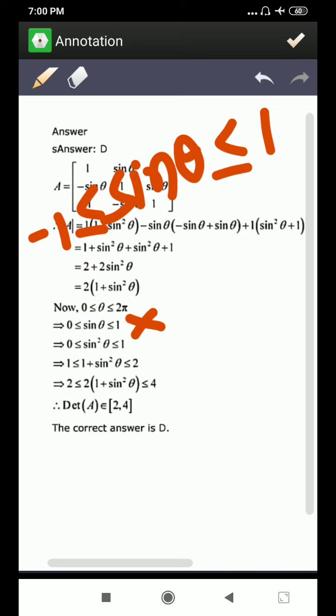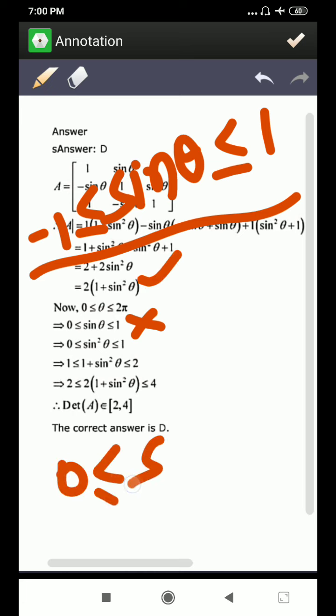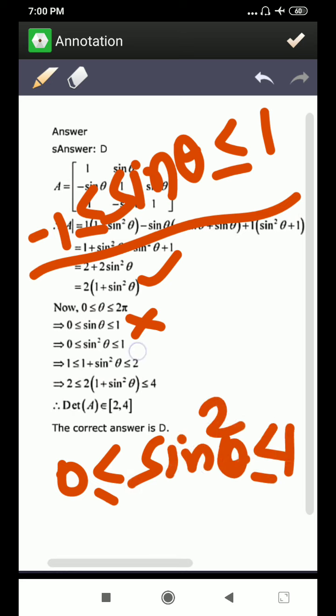But the value of sine square theta will always be between 0 and 1. You can take any value of sine; the value of sine lies between minus 1 and plus 1. This is an important question, note it down. Sine theta lies between minus 1 and plus 1. But in this expression we have sine square theta, so sine square theta always lies between 0 and 1. This is correct, because you take any value between minus 1 and plus 1, its square will lie between 0 and 1.